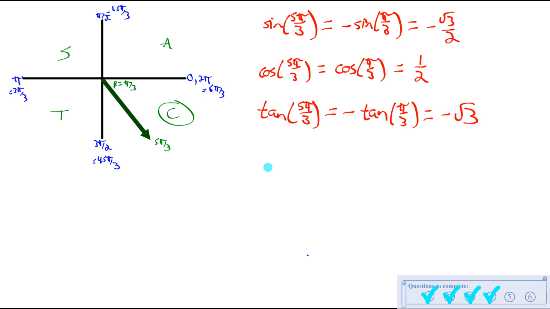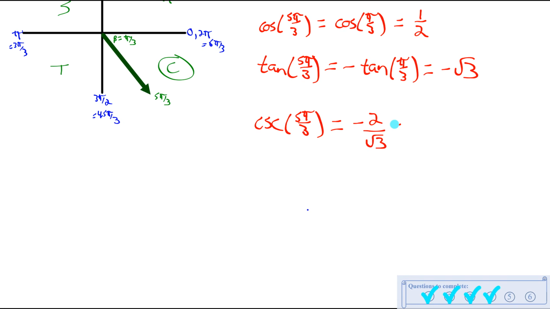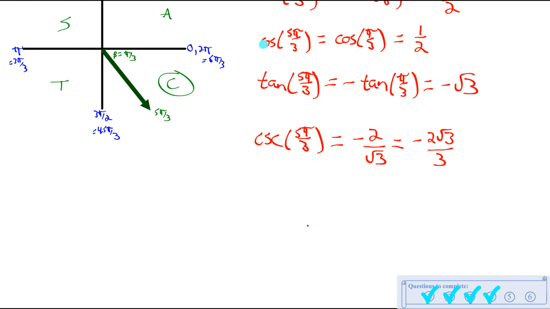The reciprocal of sine is called cosecant. So cosecant of 5 pi over 3 is just equal to the reciprocal of the sine ratio. The reciprocal of negative root 3 over 2 would be negative 2 over root 3. I'd be fine if you left it like that, but if we rationalized it, multiply top and bottom by root 3, we would get negative 2 root 3 over 3. And the reciprocal of cosine is secant. So secant of 5 pi over 3 is the reciprocal of the cosine ratio. So it's the reciprocal of a half, which is just 2.